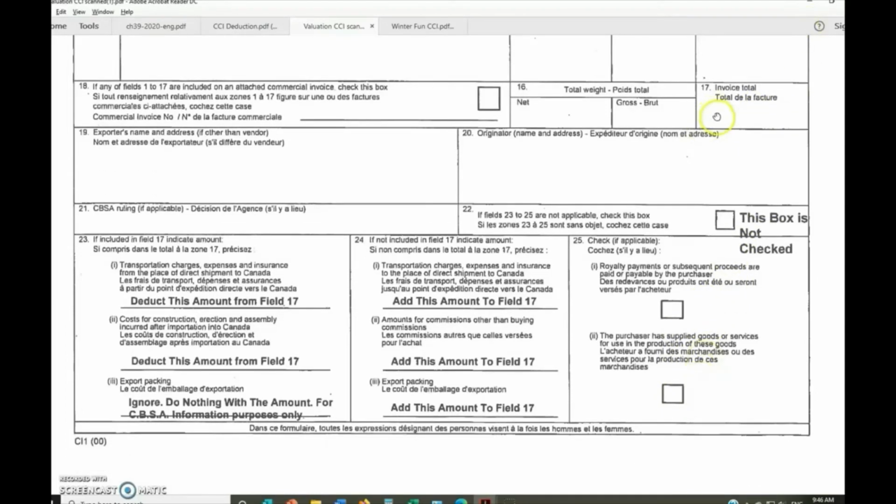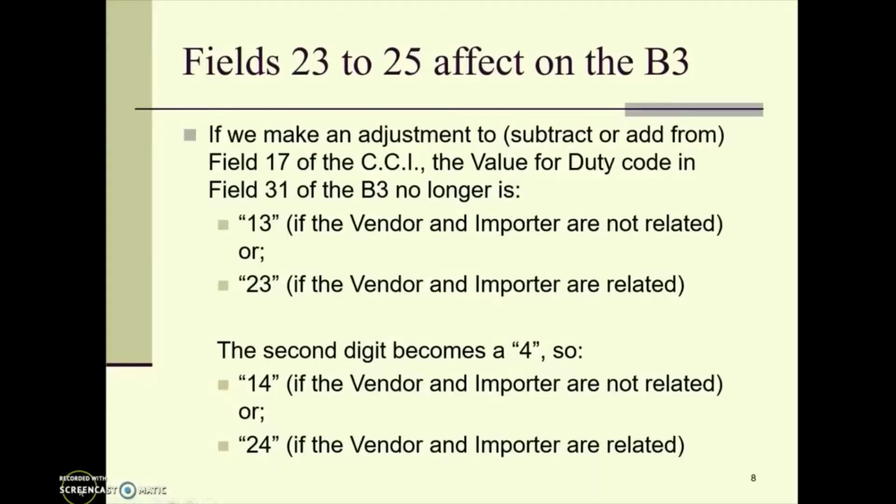The only time we change field 17 is when an amount is in these two fields, where we're going to deduct those amounts from field 17 and pay less duty, or there's an amount in these three fields where we have to add it to this amount and pay duty on it. So if we are going to make an adjustment to field 17 of the CCI, it affects the B3, obviously. And we have to tell customs that we have made an adjustment.